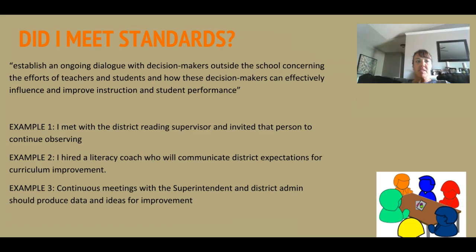In addition, I met standards for ongoing dialogue with decision makers outside the school by meeting with the district reading supervisor and inviting them to continue to observe, by hiring a literacy coach to communicate the district expectations for curriculum improvement, and by holding continuous meetings with the superintendent and the district administrators to improve and create plans for improvement.